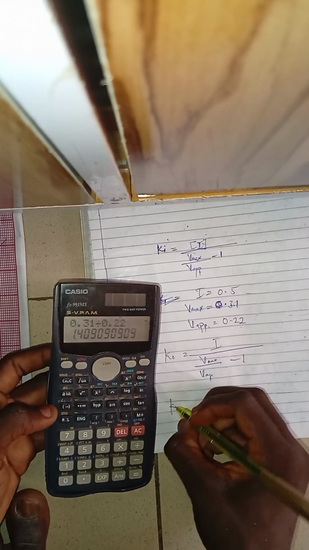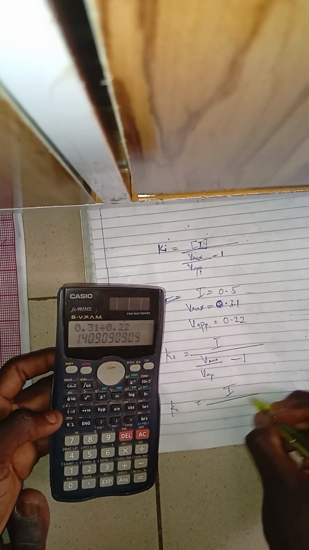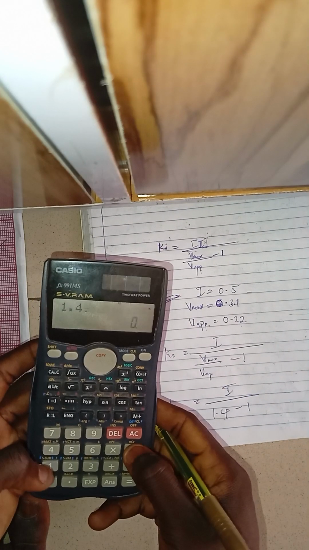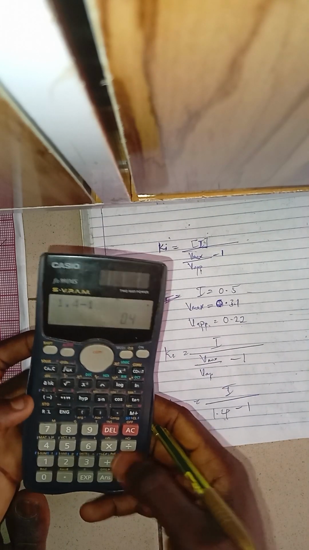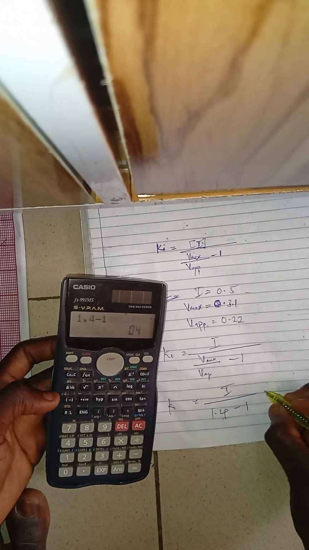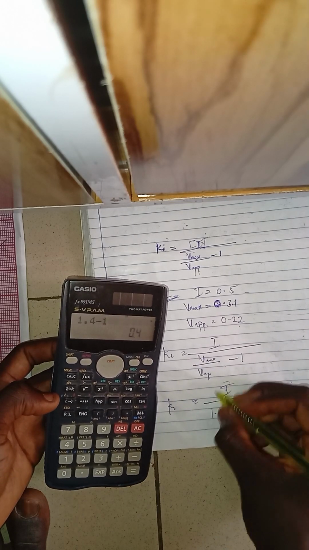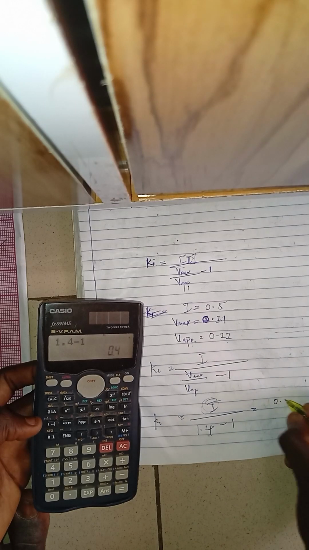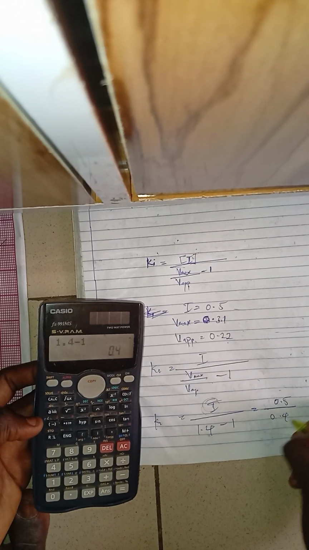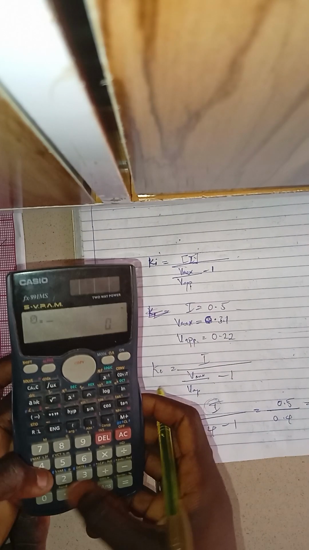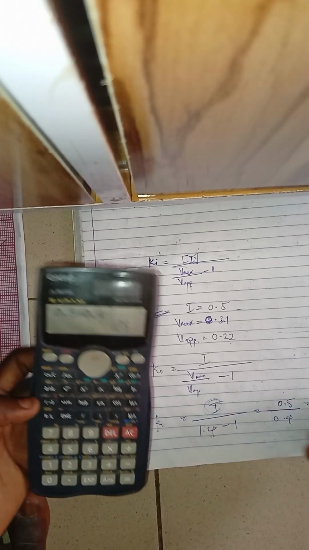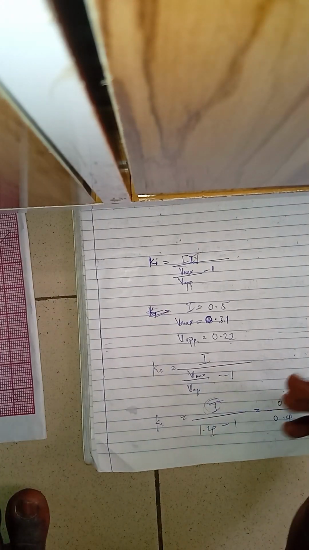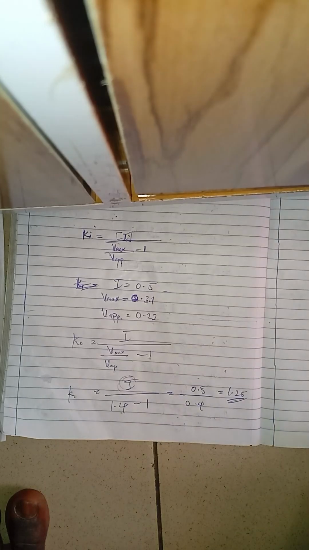So let me just do it there. Ki is equal to I over 1.4 minus 1. 1.4 minus 1 is equal to 0.4. So we have it. Our I is 0.5. So we have 0.5 divided by 0.4. I have 1.25. So my Ki now is 1.25 for the first one.